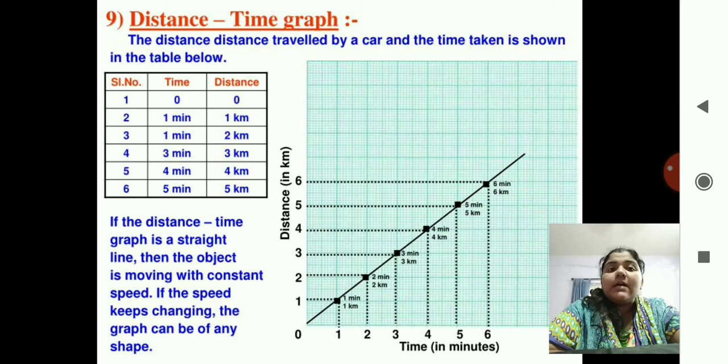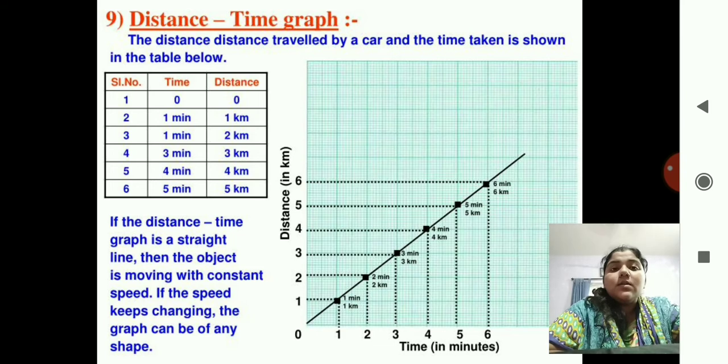The distance traveled by a car and the time taken is shown in the table below. See the table. There's a typing mistake over there. Just after 1 minute there is 2 minutes, then 3 minutes, then 4 minutes and 5 minutes. Just keep in mind, there's a typing mistake.